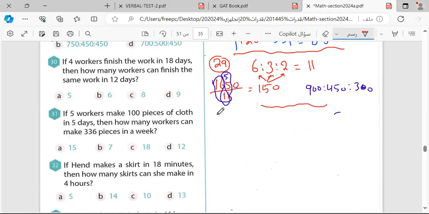If 4 workers finish the work in 18 days, then how many workers can finish the same work in 12 days? Right. 4 workers finish in 18 days. Then how many workers can finish? So he asks me about workers in 12 days. Here you should know if it is a reverse relationship or not.